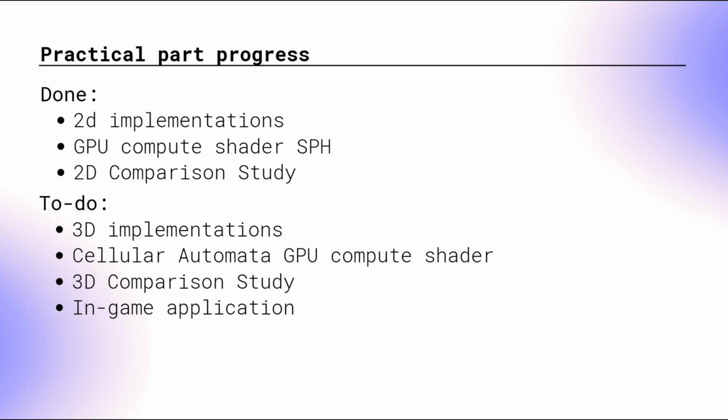I've done the implementation of all the techniques in 2D. I started with the hardest and did the SPH first on the GPU. What's left to do is to implement all the techniques, except maybe the first one, in 3D, optimize cellular automata to run on GPU, and apply the chosen technique in a 3D game.